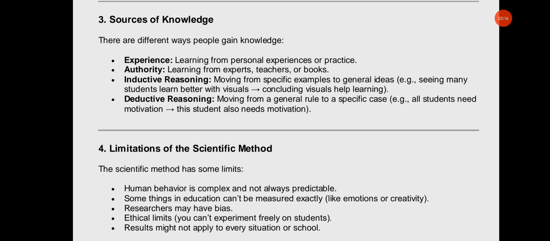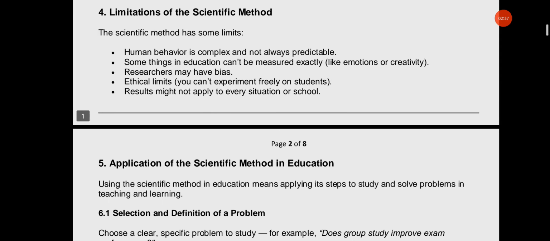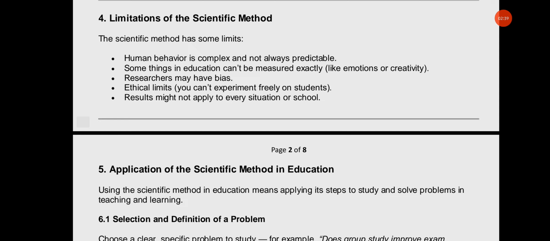Number 4, deductive reasoning, moving from a general rule to a specific case. For example, all students need motivation, so we decide that this student also needs motivation. So these are the sources of knowledge: experience, authority, inductive reasoning, and deductive reasoning. Number 4, limitations of the scientific method. The scientific method has some limits.